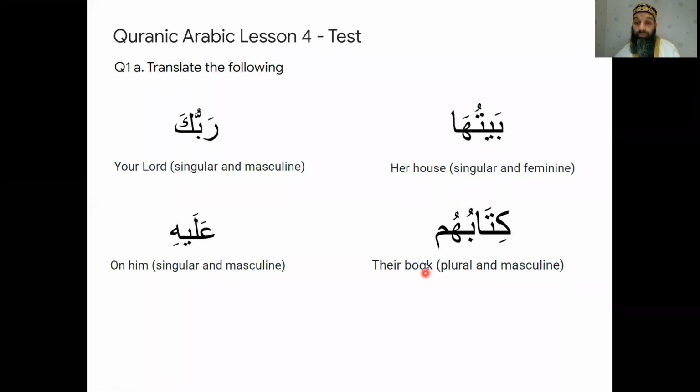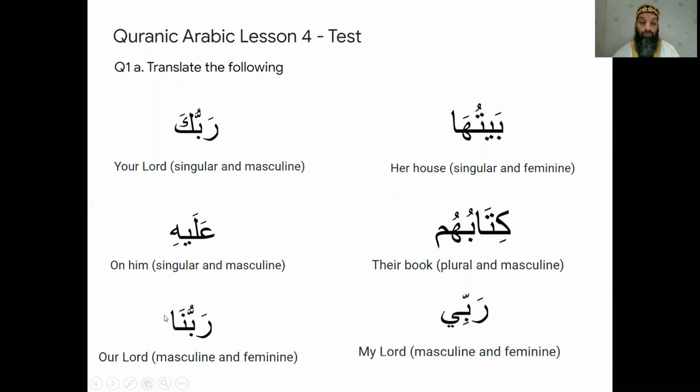Right, kitabuhum. Whenever you see hum, it's their, plural masculine. So kitabuhum means their book. Rabbuna. Na means we, ours. Rabbuna, our Lord. Rabbana, our Lord. Rabbana atina, our Lord.